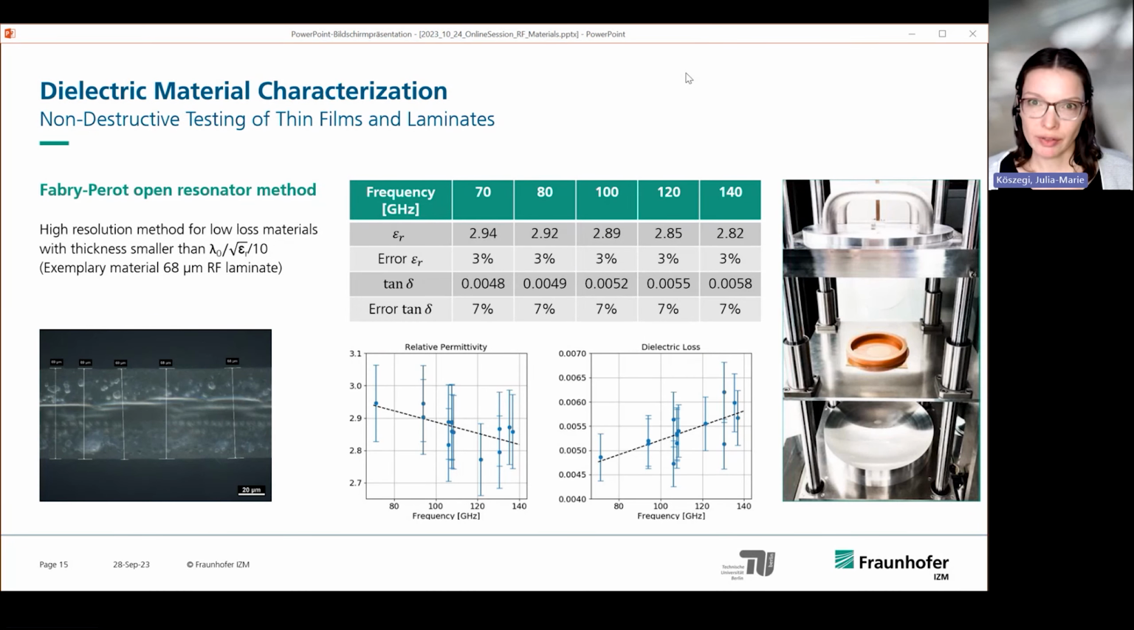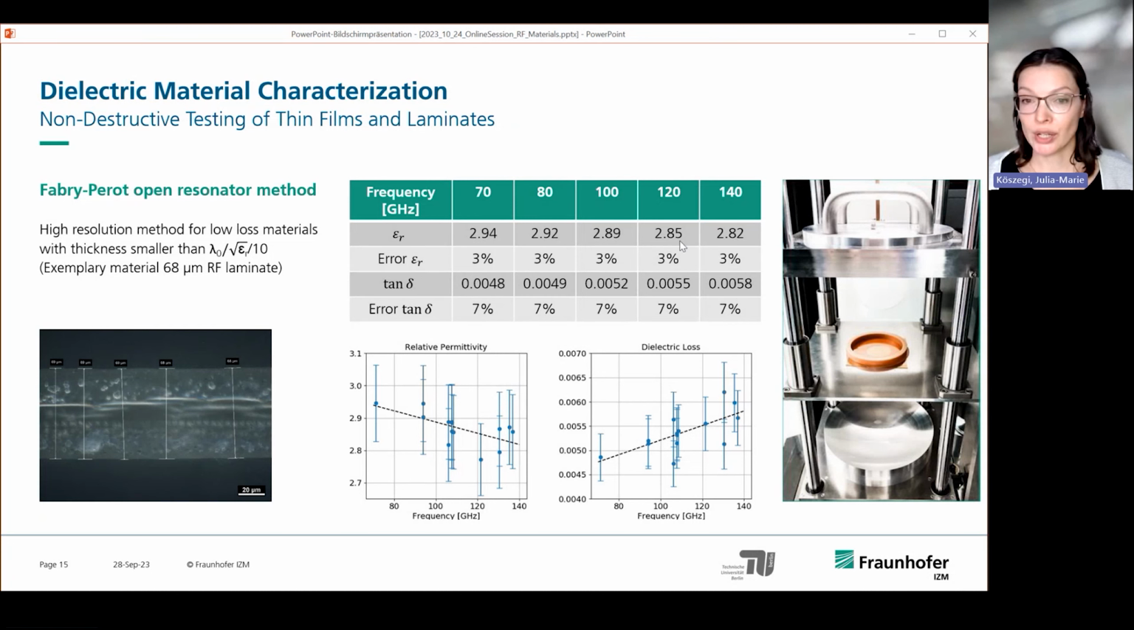One for the thin films with low losses, for example, is called an open resonator or Fabry-Perot resonator method, which you can see on the right-hand side. So you have a mirror on the top and a mirror on the bottom, and in between, this is just an example film. The orange is the material under test, and this is some data we collected over time, so it's really reproducible here for an RF laminate, 68 microns, from 70 to 140 gigahertz.